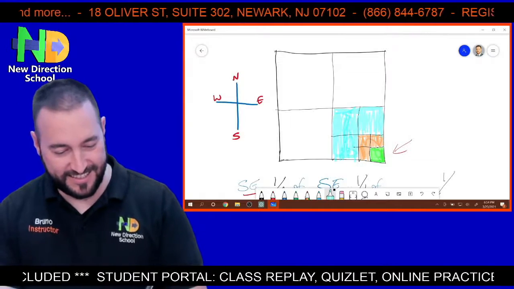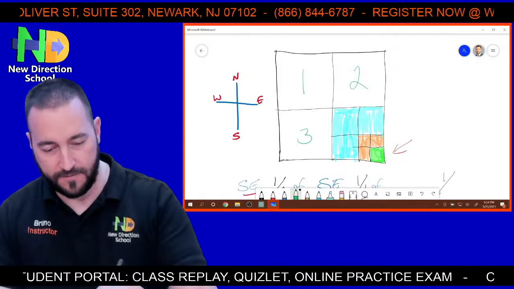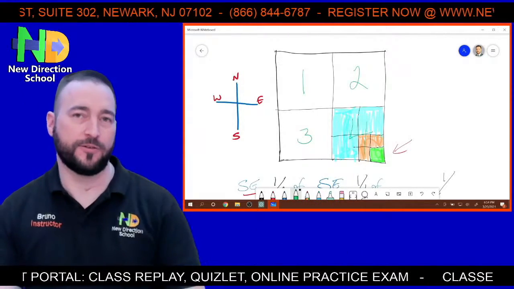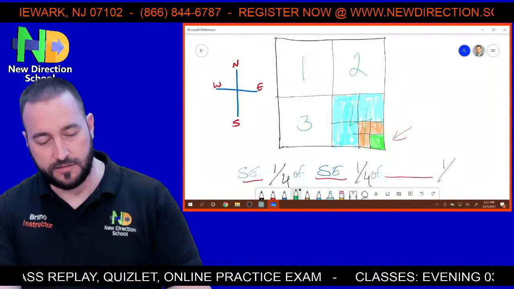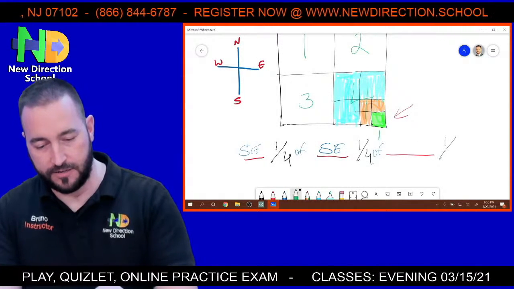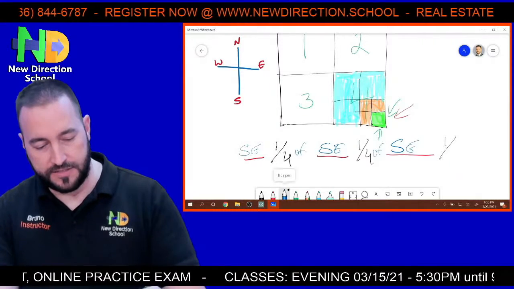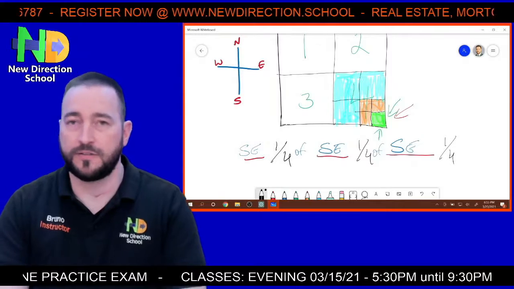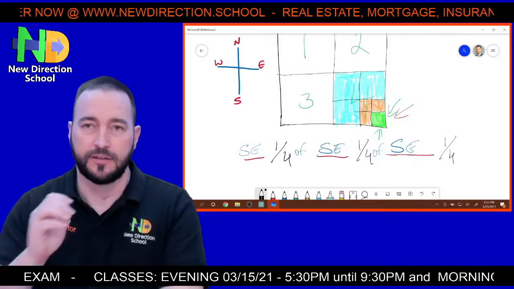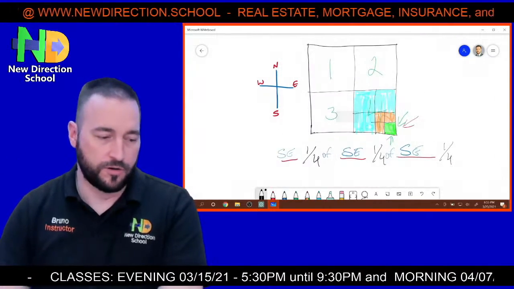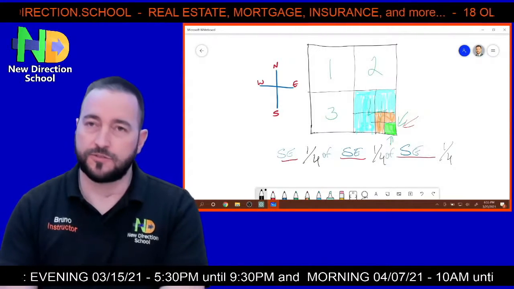All right. And again, we have 4 quarters. 1, 2, 3, 4. Where's the 4th one located? Southeast. All right? So guys, this tiny square right here is located on the southeast quarter of the southeast quarter of the southeast quarter of section 1 or section 10 or section 30, right? But it's a quarter of a quarter of a quarter. So this one was the easiest one. Southeast quarter of the southeast quarter of the southeast quarter.